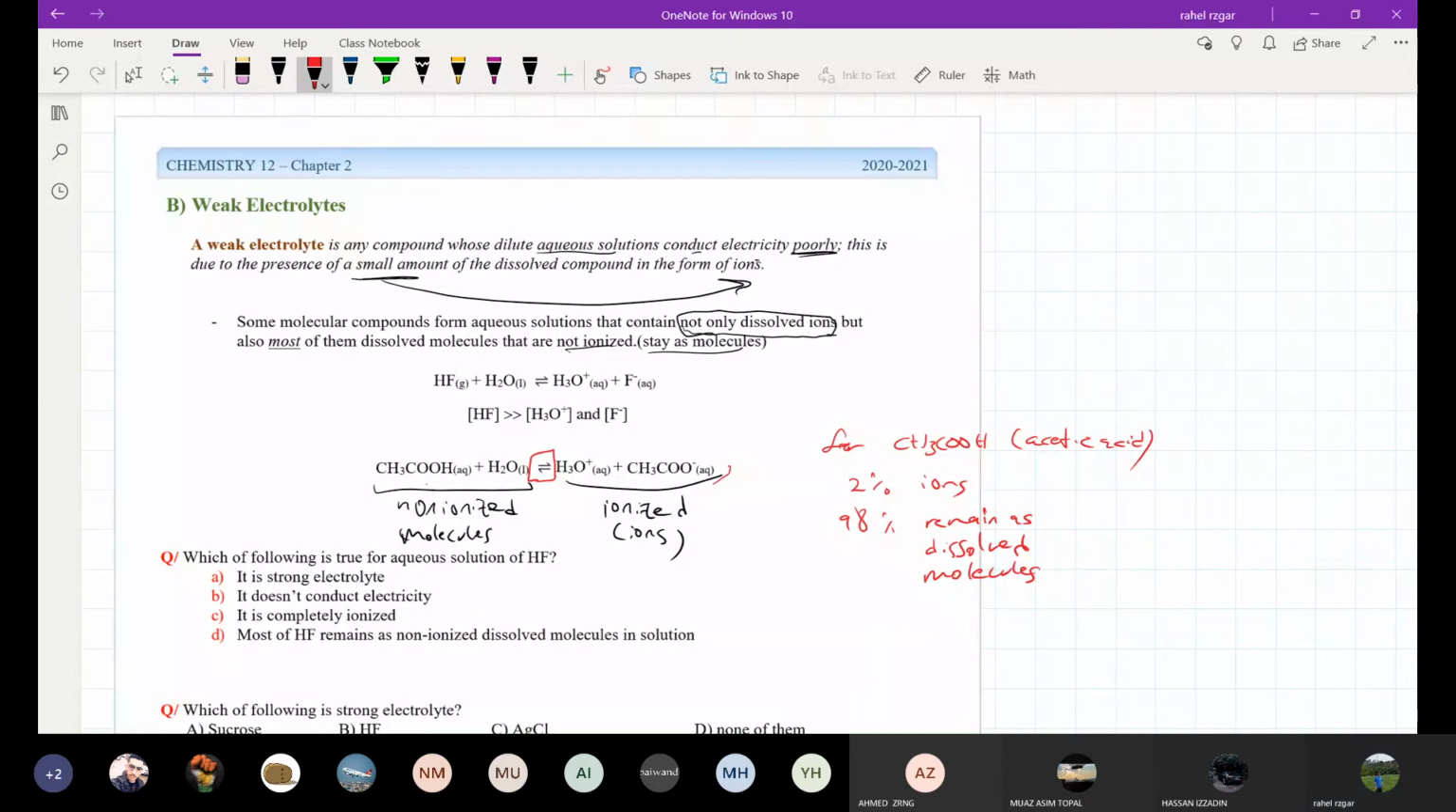Same thing for HF. HF will ionize, but only a small amount. Let's say maybe 30% will ionize. The rest will remain as molecules. Same thing as molecules. All right. What do you call these? Ionized partially. But instead of ionized completely, we'll say ionized partially.